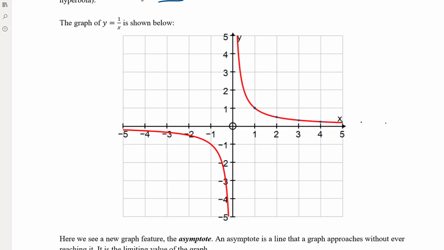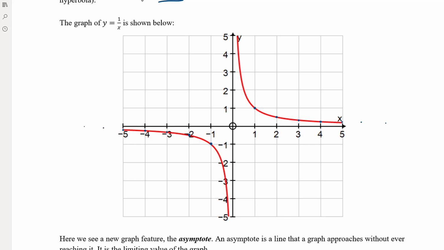Let's have a think. I'll come back to the middle in a minute. When x equals negative 1, y equals 1 divided by negative 1, which is negative 1. So we go through the point negative 1, negative 1. When x equals negative 2, y is 1 divided by negative 2, so that's negative 1 half. When x equals negative 3, y is 1 divided by negative 3, which is negative 1 third. When x equals negative 4, y is 1 divided by negative 4, which is negative a quarter, negative a fifth, negative a sixth, negative a seventh, etc.